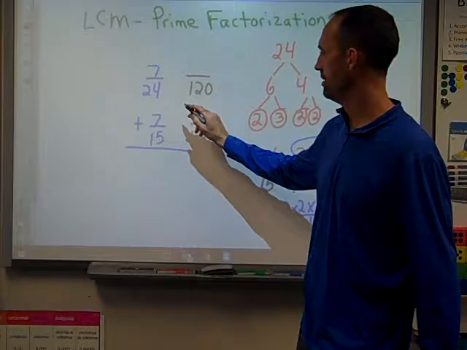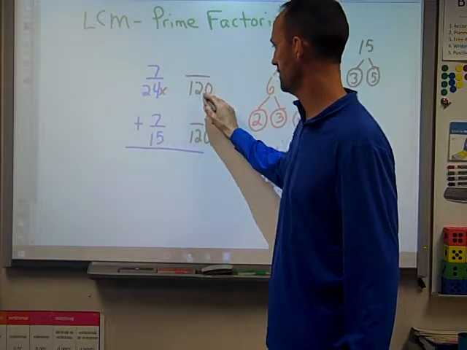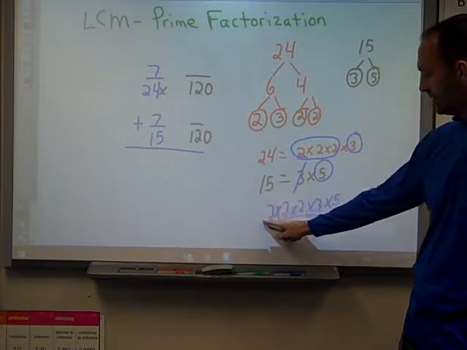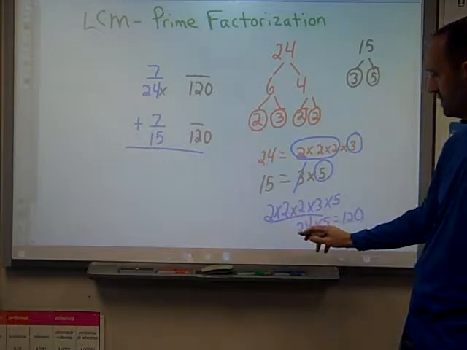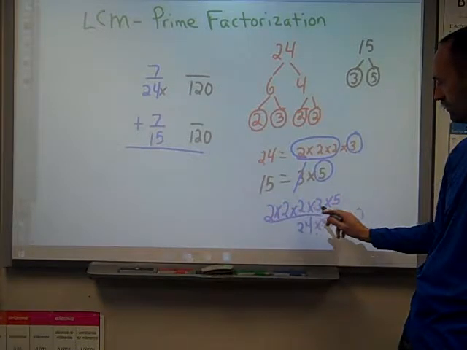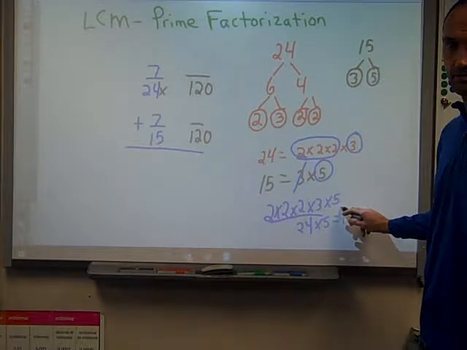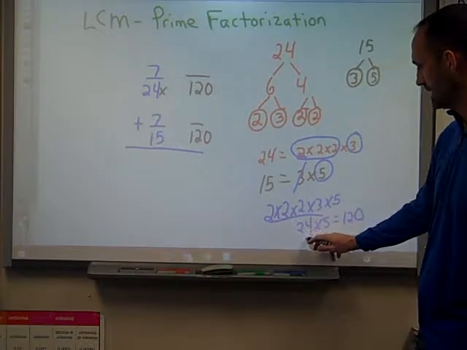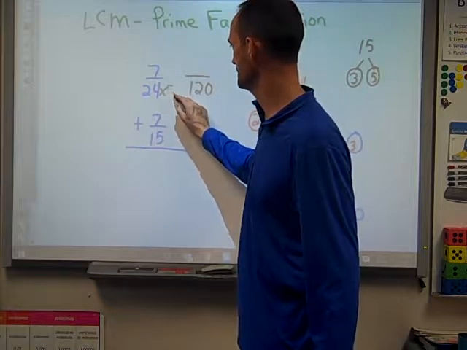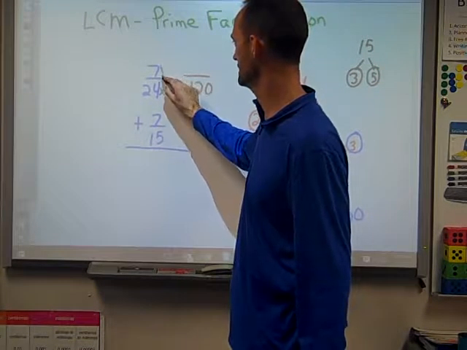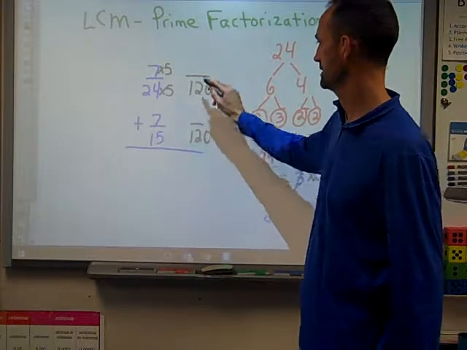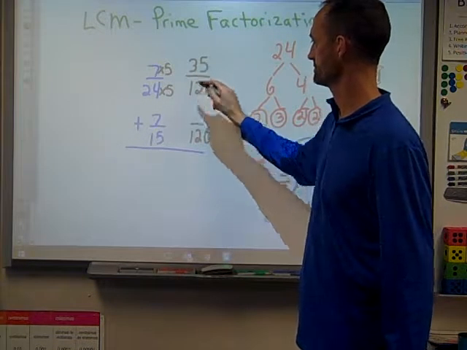Okay? So now 24 times what is 120? Well, if I come back to my factors, these equal 24. What's left is 5. So 24 times 5. So I know this is times 5, which means I have to do 7 times 5, which is 35.